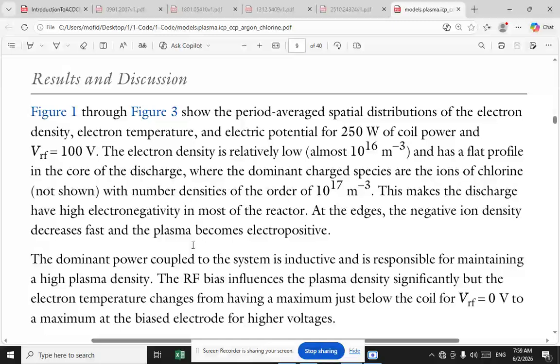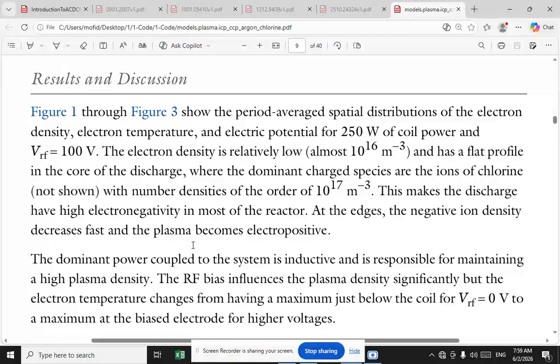Figure 1 to figure 3 show the period average spatial distribution of the electron density, electron temperature, and electric potential for 250 watt of coil power, and the voltage for radio frequency is equal to 100 volt.